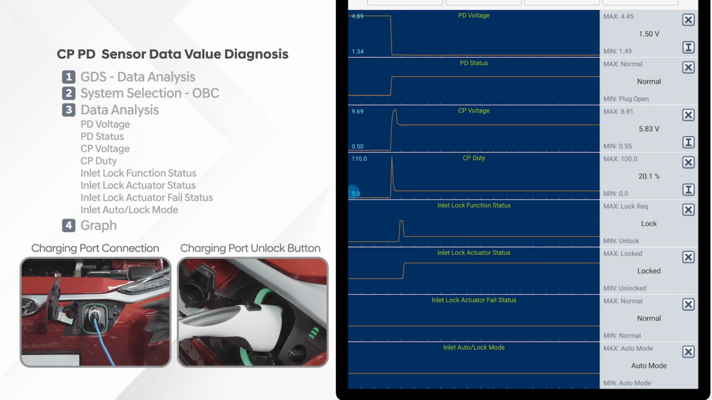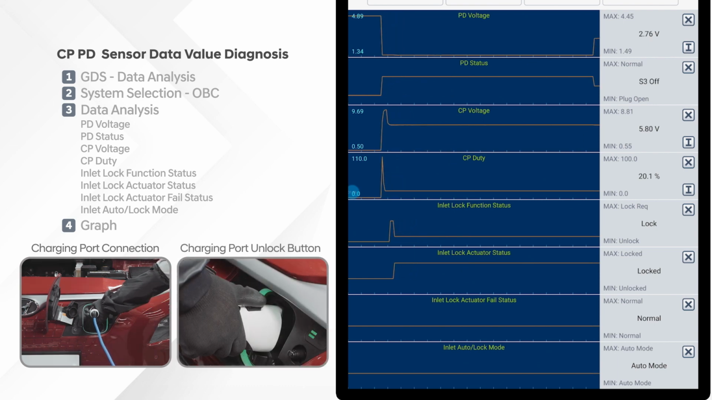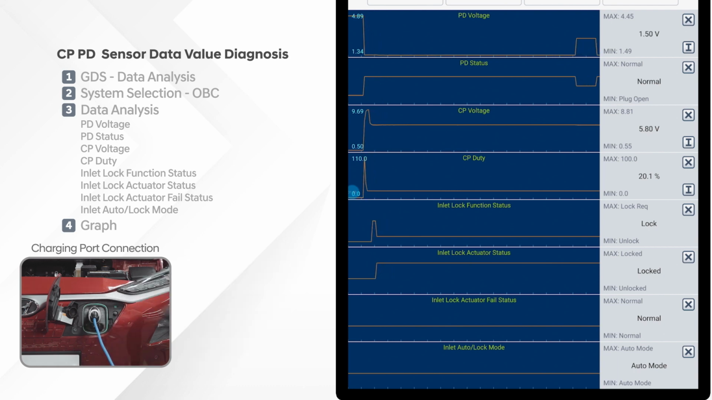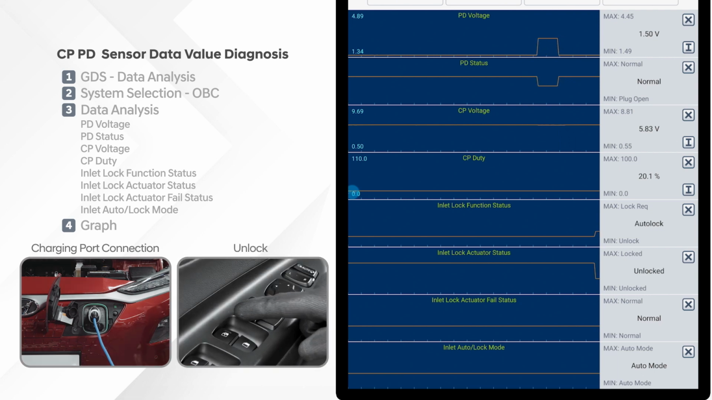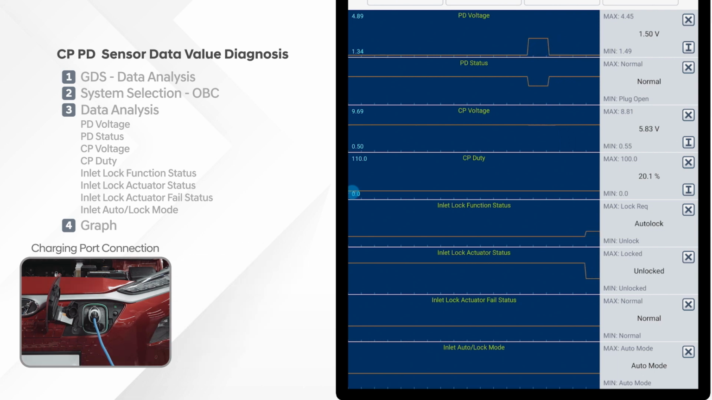If you press the unlock lever, the PD voltage rises to 2.76 volts. If you release the unlock lever, it changes back to 1.5 volts. Let's unlock the vehicle's door and disconnect the charger. The PD voltage returns to 4.45 volts, and the CP voltage drops to 0.5 volts. Inlet lock is unlocked, and the system is normal.